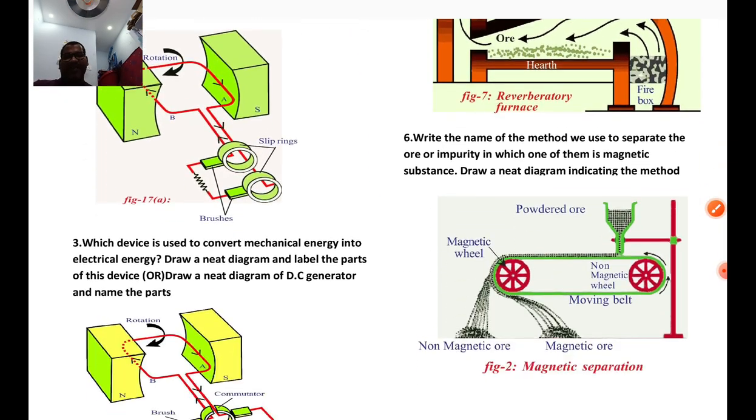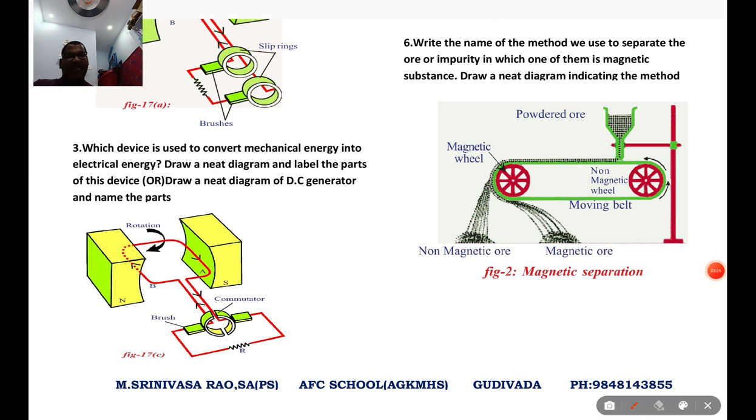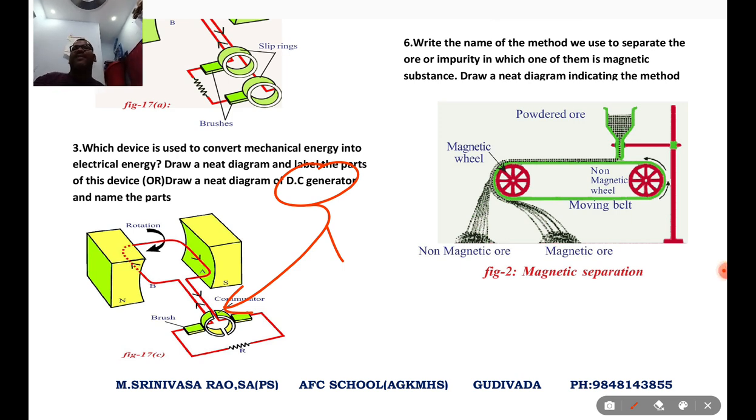Look at here. This is an example of a DC generator. For a DC generator we have commutators. Only a simple difference: you have commutators and slip rings. AC generator means complete circle, slip rings will be there. DC generator means commutators will be there.